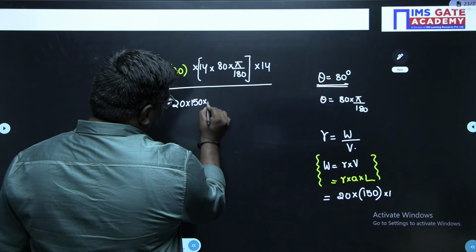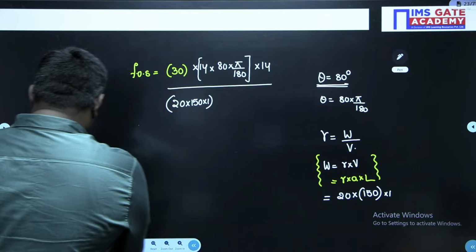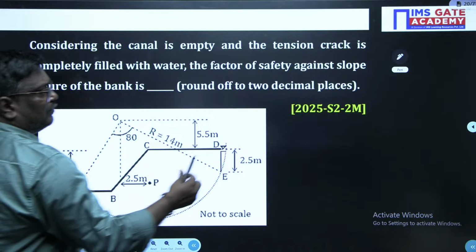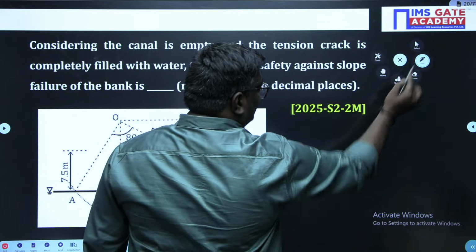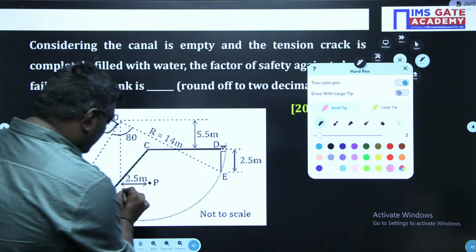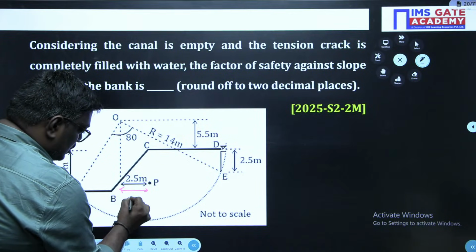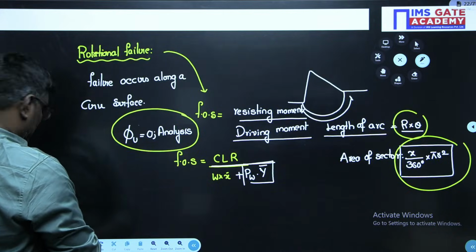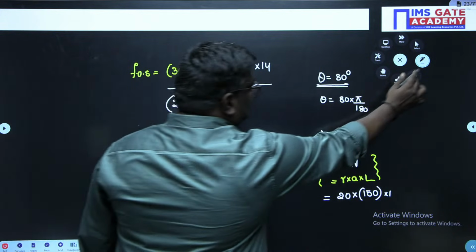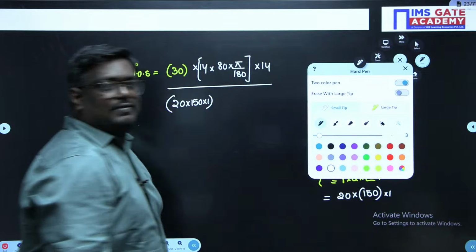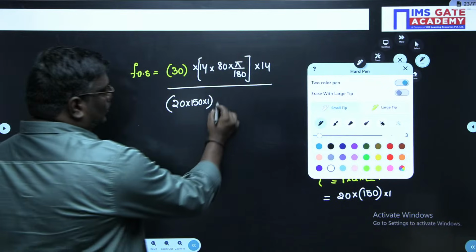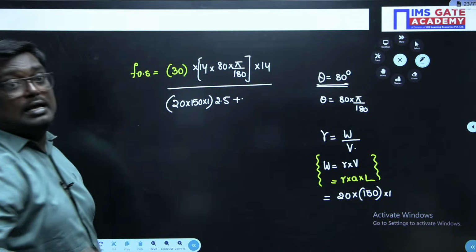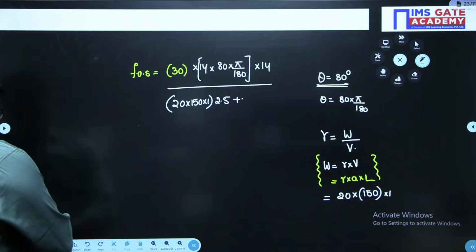And here the centroidal distance, this is nothing but what we call x bar, the CG distance. The x bar is given as 2.5. Now you have to find out the additional force.